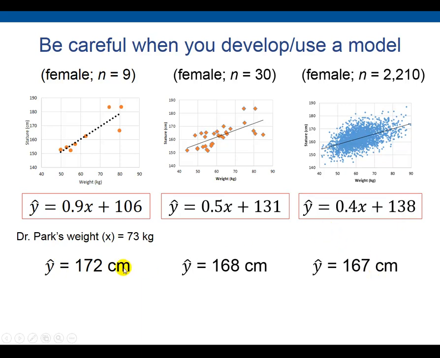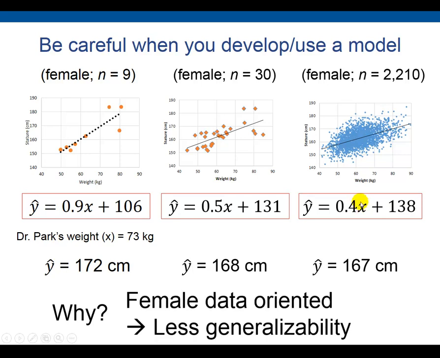So why did it decrease? Because we used the female data set. Dr. Park is male, but we used female data to predict a male's stature using his weight. So it's okay, but it's not very okay. It's a female data oriented model. Probably if you apply it to females, then it's more accurate. So if we want to increase the generalizability, we have to include male data together so that we can use the model to predict not only female data but also male data.